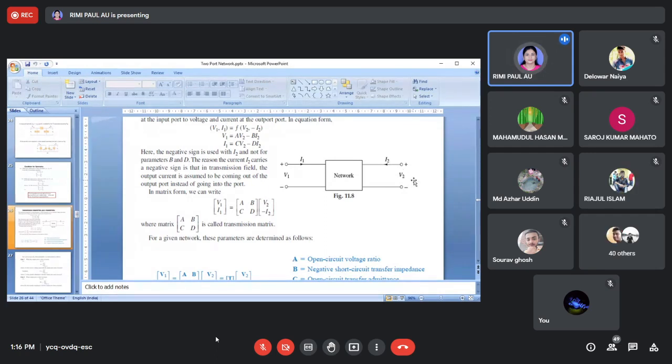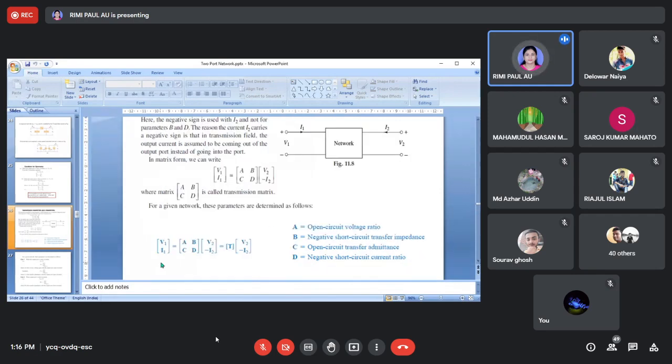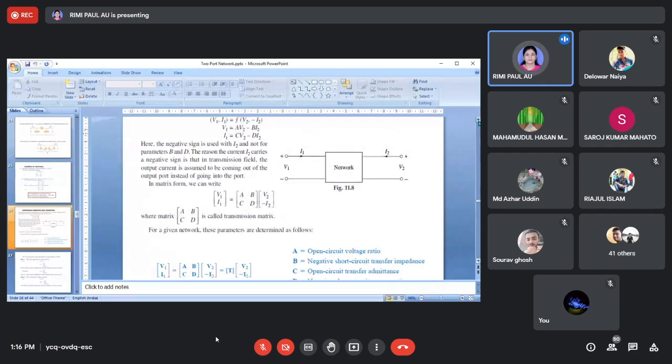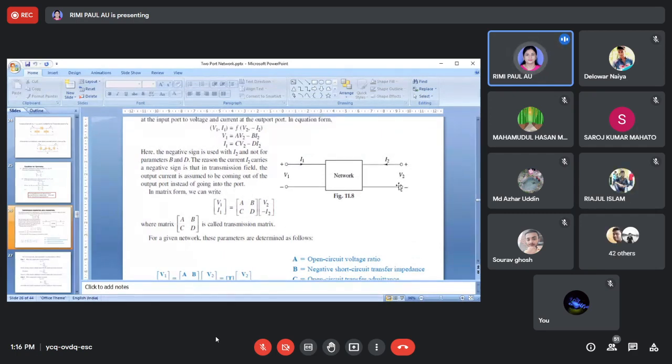First, if I do the open circuit, take this equation: V1, I1 equals the transmission parameters A, B, C, D times V2, minus I2. With the output open circuit, the current I2 will be 0. So we get V1 by V2, the voltage ratio, which is equal to A. V1 is in volts and V2 is in volts, so A is unitless. There is no unit of A.